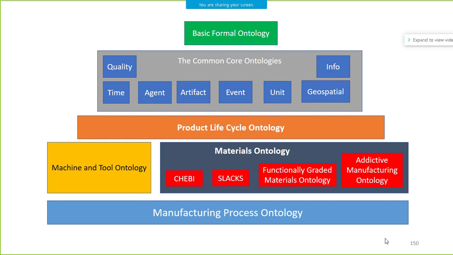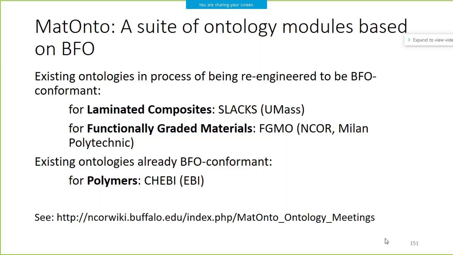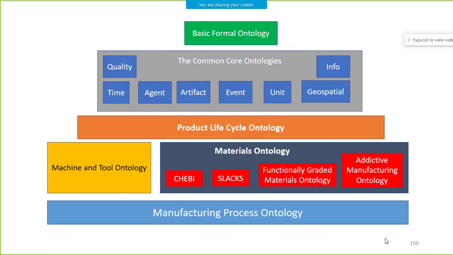All right, so one area where we are most developed in the industry ontologies Foundry work is the materials ontology. This is because the Air Force Research Lab has been doing a lot of work on materials science ontology, which we can now exploit. We are using the term mat-onto to designate a suite of ontologies based on BFO to cover different kinds of materials. And these are kinds of materials for which we already have the starting point.